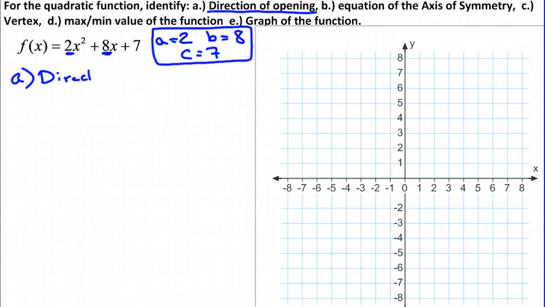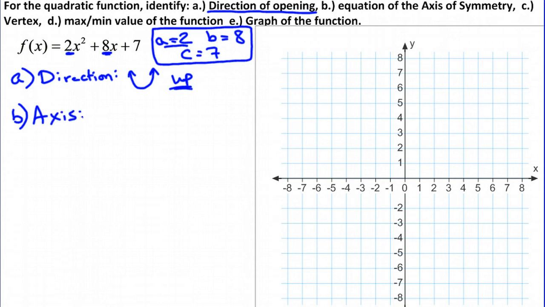To find the direction of opening, all we need to do is look at the a value. If a is positive, our parabola is opened upward. If a is negative, it's opened downward. Well, here we can see that a is positive 2, so we know that our parabola is going to be opened upward because of that. So that's part A. Simple as that. Part B, we're going to find our axis of symmetry.